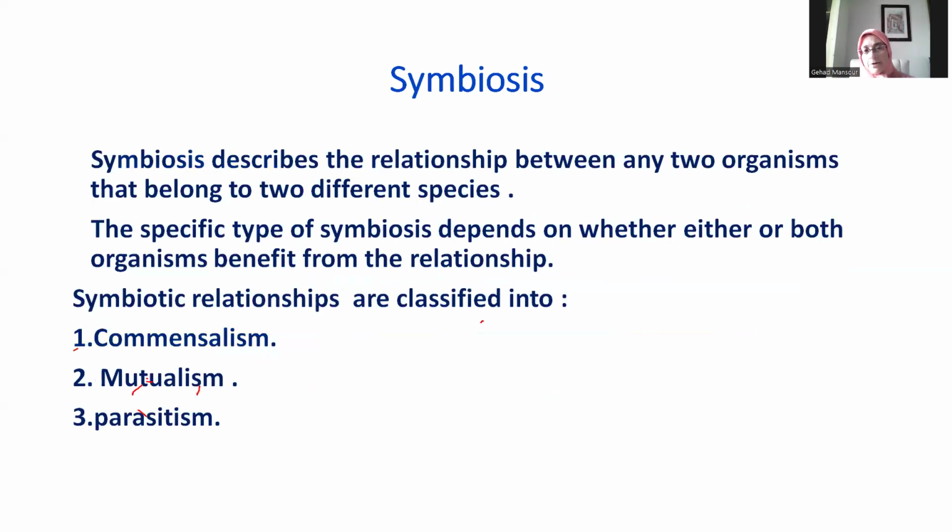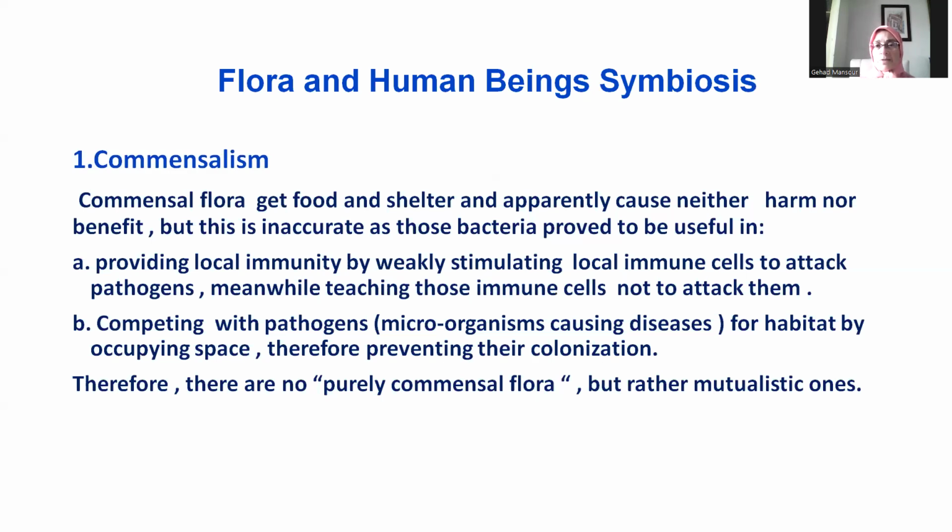So every time you're asked to define these three subclasses, which are commensalism, mutualism, and parasitism, you have to start by saying it is a symbiotic relationship. So commensalism is a symbiotic relationship between two organisms of two different species, where one of them gets benefit, like food and shelter, and the other one is neither harmed nor benefited. Concerning the relationship between gut flora, for example, or even skin friendly flora and human beings, this does not apply.